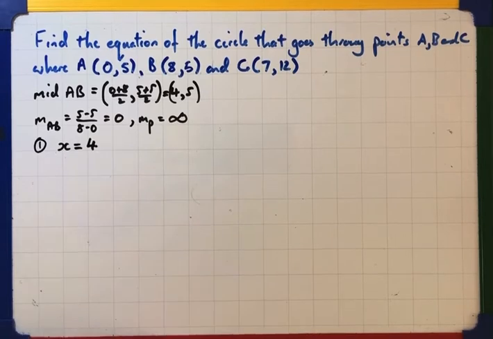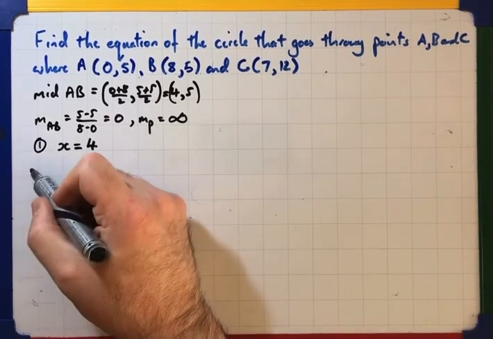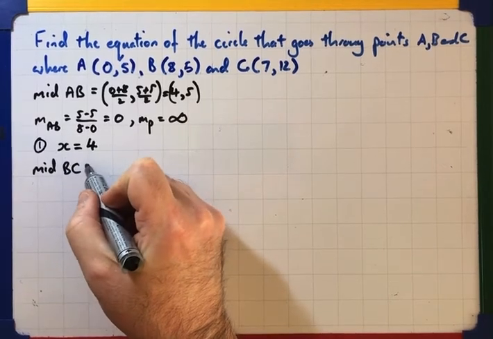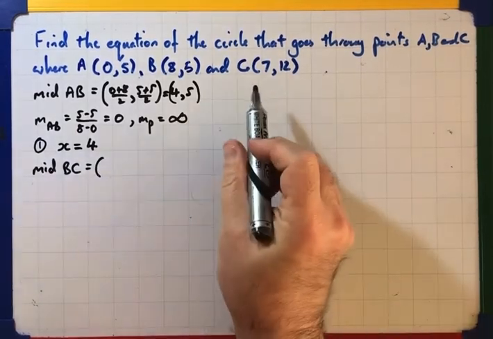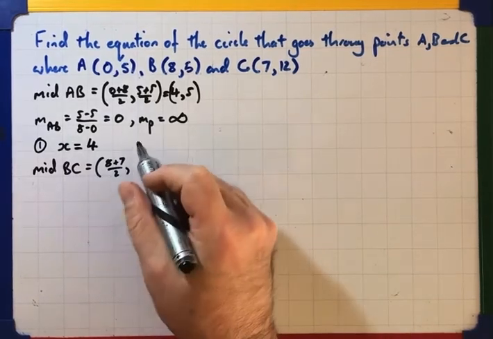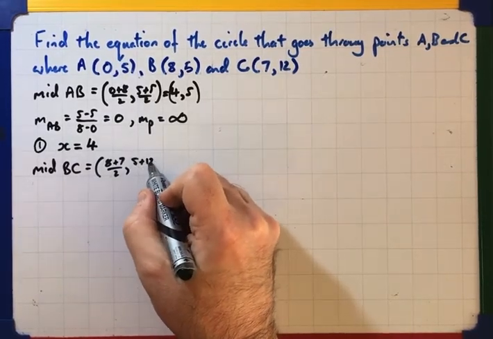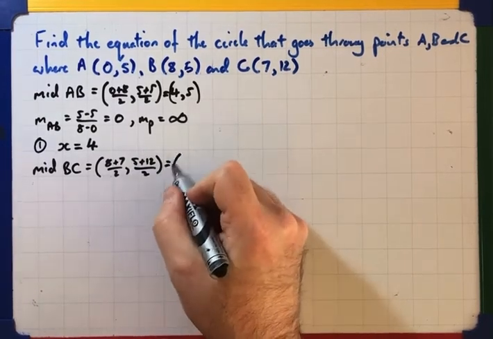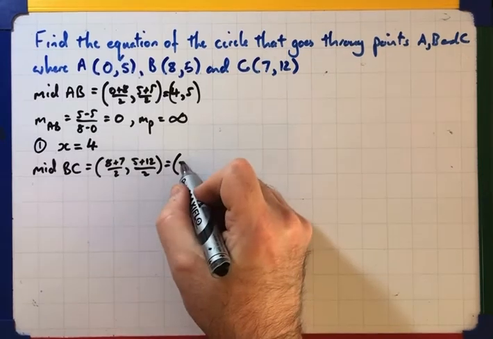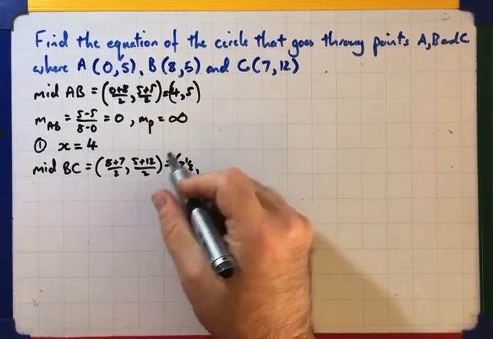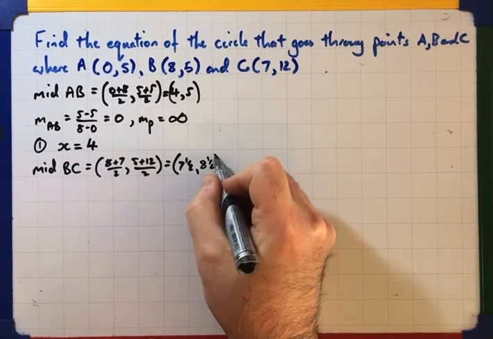I now need to work out another one, and I said I'd work out BC. So the midpoint of BC is going to be (8 plus 7) over 2, and (5 plus 12) over 2. If we work that out, that gives me a midpoint of (7.5, 8.5). So that's my midpoint.